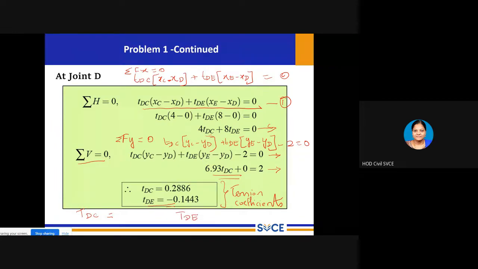What do you have to do after getting the tension coefficients? You can easily get the force in the members DC and DE. So how do you get that once you know the value of the tension coefficients? You have to multiply by... participants, are you here?